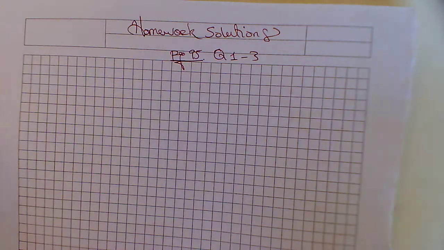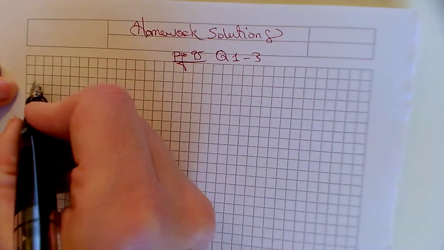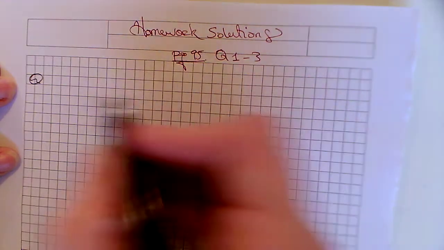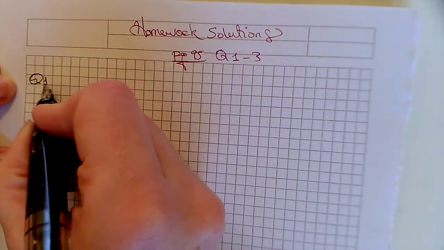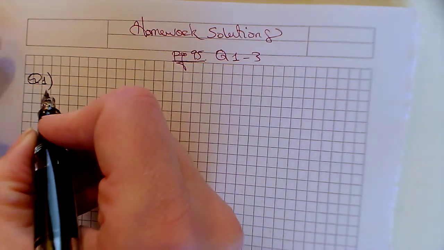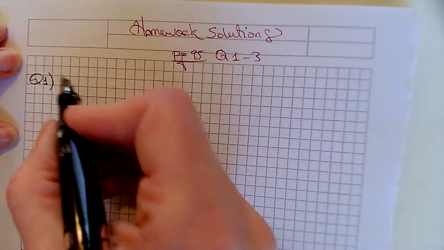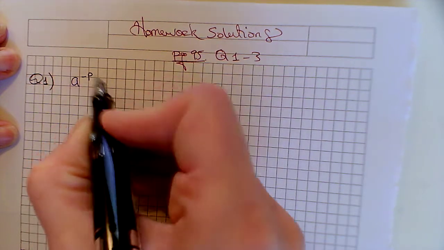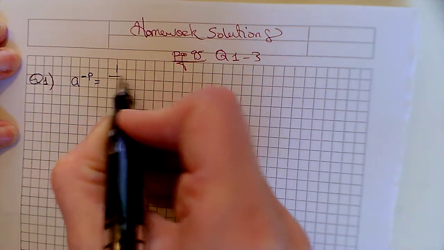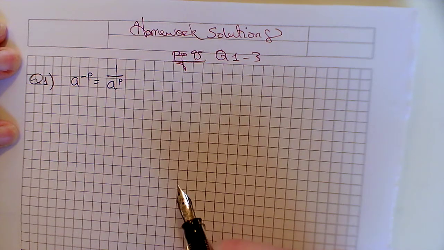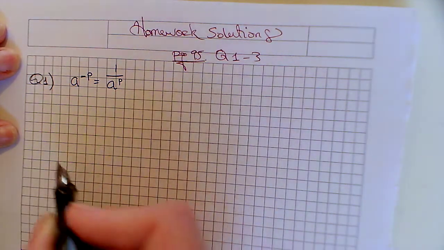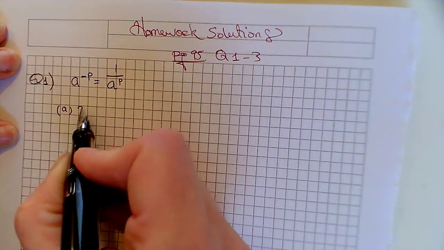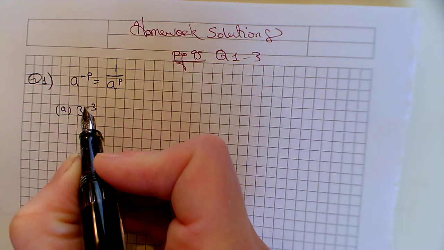I'm going to go through the homework solutions from Wednesday's work, and that was on page 95 of your book, questions 1 to 3, working with laws 5 and 6 of indices. So for question 1, they were asking us to use the law about negative powers, putting the base and the power under the line in order to write the following things as fractions.